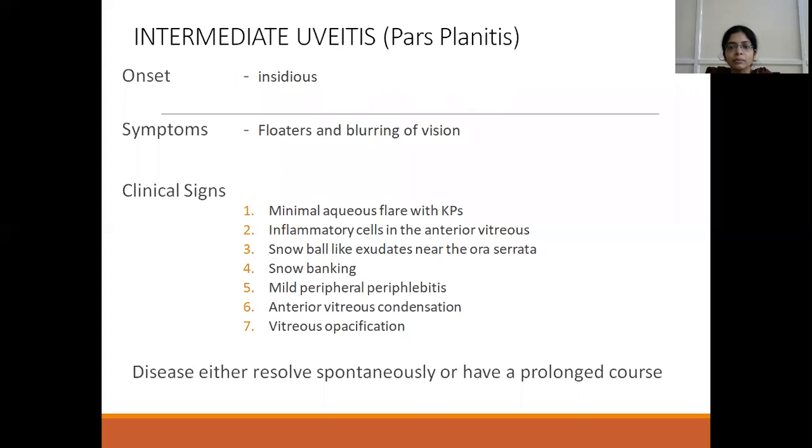Now, how about the course of intermediate uveitis? The disease can have a single self-limiting episode, or it can have a prolonged course with exacerbations, or it can also be a course without any exacerbations. So it is very individualistic and patient specific.